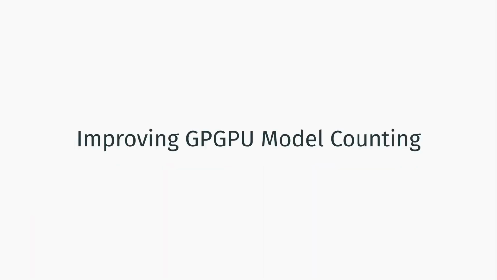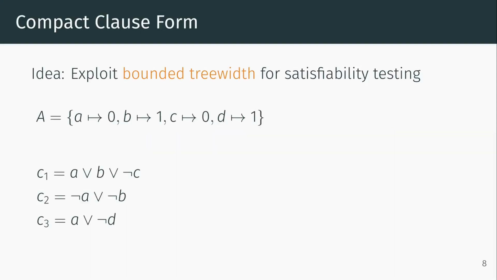Now that you are familiar with the basics of applying dynamic programming to model counting on graphics hardware, let us now dive into some improvements we have made over previous GPU-based model counters. As our first addition, we introduce a compact storage format for clauses that enables quick satisfiability testing on the GPU. This format exploits that in practice we operate on 3D compositions of bounded width. The width of a 3D composition is the size of its largest bag minus 1.